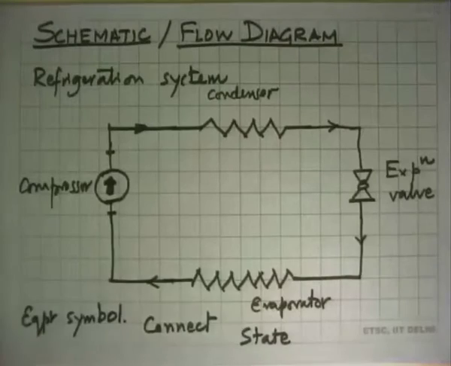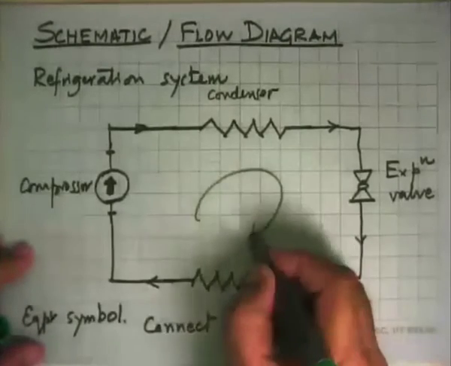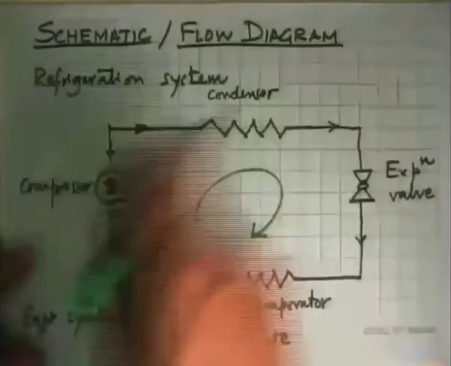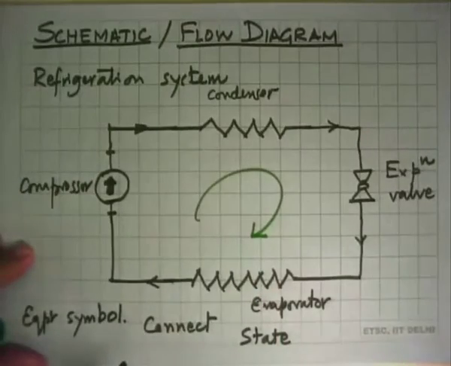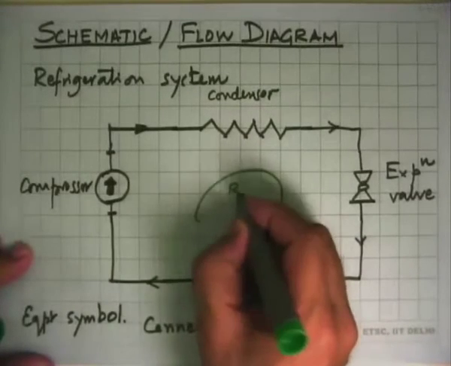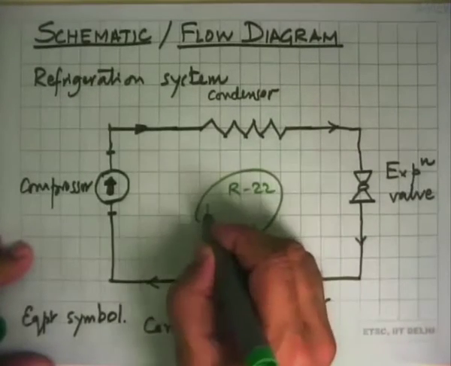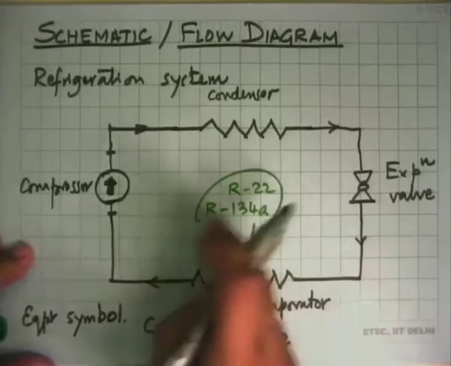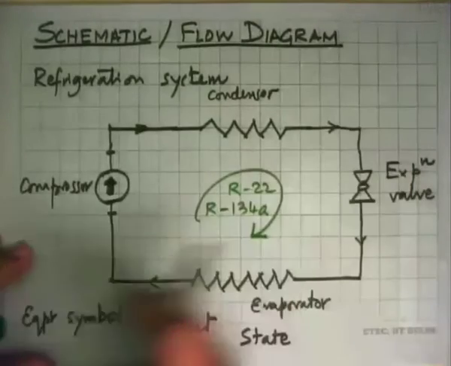And we can say that the flow in this is like that. So we can even put an arrow like that and say that, well, the material flows like this. And to that, inside this, we can also add what is the material that is in there. So you can put there, say, R22 or R134a, and it tells you what is the working substance that is flowing through this.